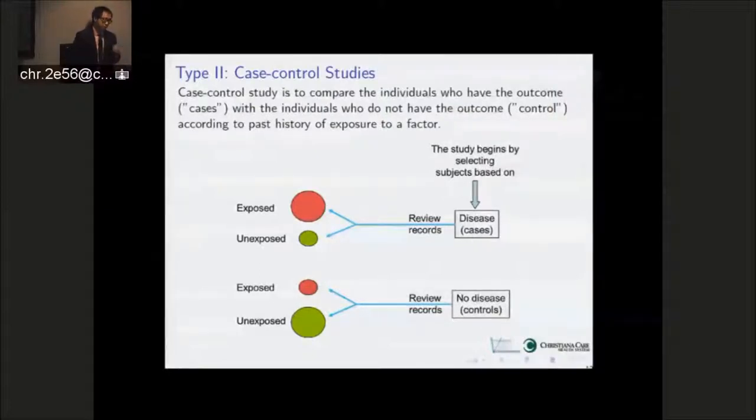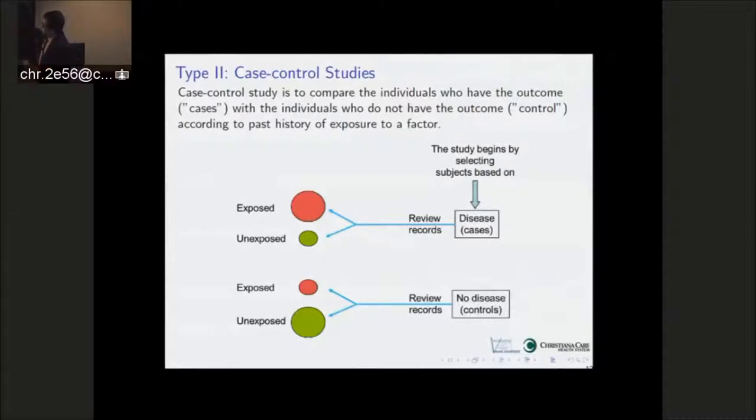The case control study is another type of observational study, and actually every study type is very popular. A case control study compares the individuals who have the outcome, which we call the cases group, with the individuals who do not have the outcome, which we call the controls, according to the past history of exposure to factors. So look at this graph. Usually the study begins by selecting some subjects with some disease, and this is called the case group.